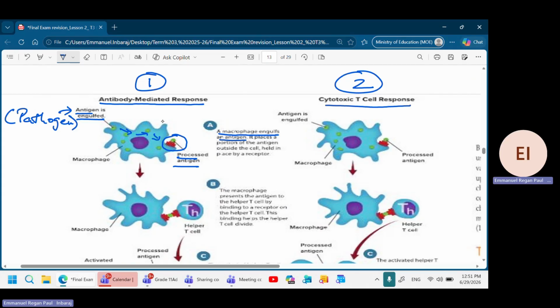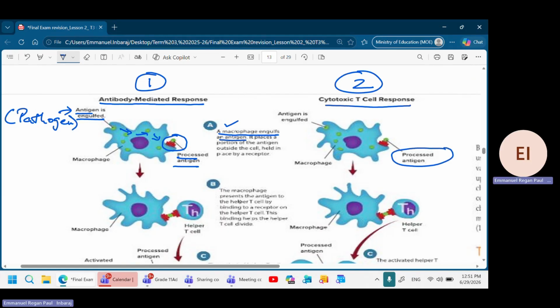Same thing here. In both the responses, this step is the same. You see, an antigen is taken in and then it is processed. So the antigen is called processed antigen.